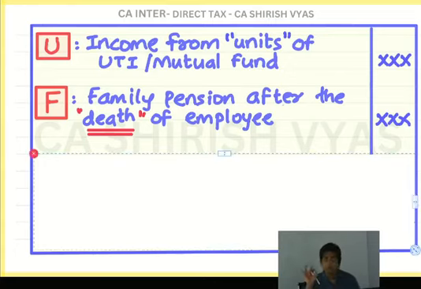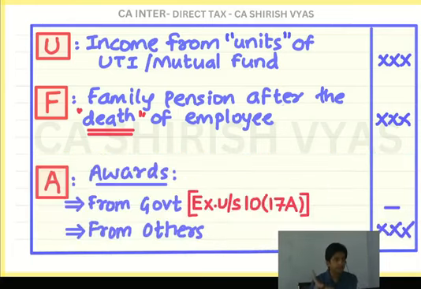See, later I will give you one good technique to remember the sections. This is over here. Award from government, I have put a dash. Notice the amount column also. Other awards taxable.